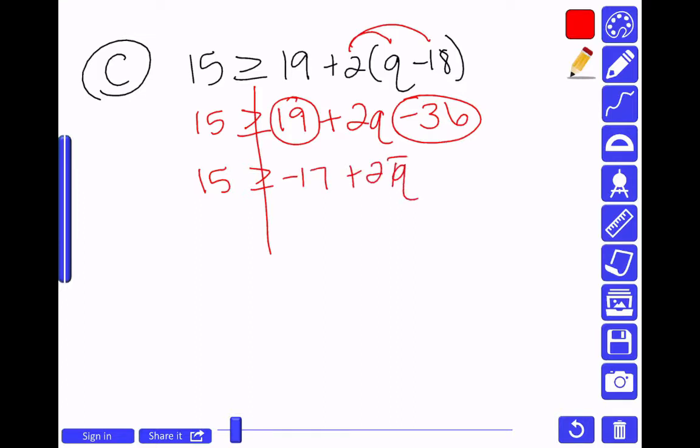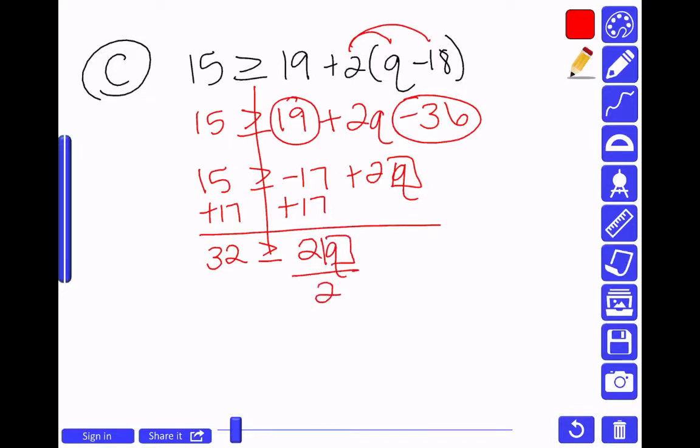So now I need to get q by itself, so I'm going to add 17 to both sides. 15 plus 17 is 32, is greater than or equal to, again, make sure that inequality symbol follows down. A common mistake I see is that people suddenly will make that an equal sign. Pay attention to what you're doing. So 32 is greater than or equal to 2q. I still need to get q by itself. I'm going to divide by 2. So 16 is greater than or equal to q, which is the same as q is less than or equal to 16.